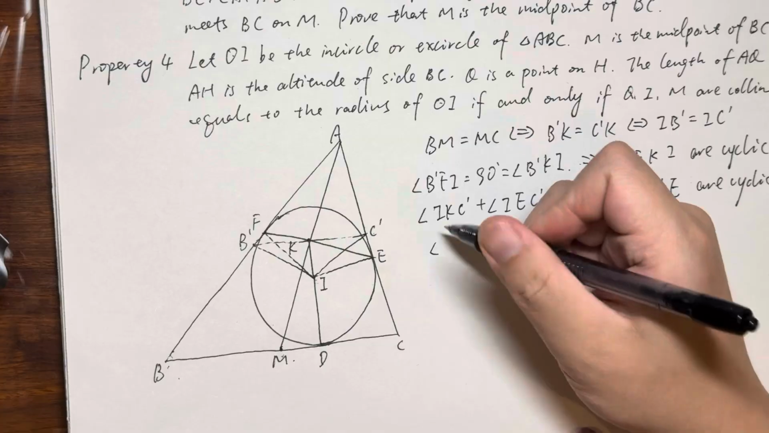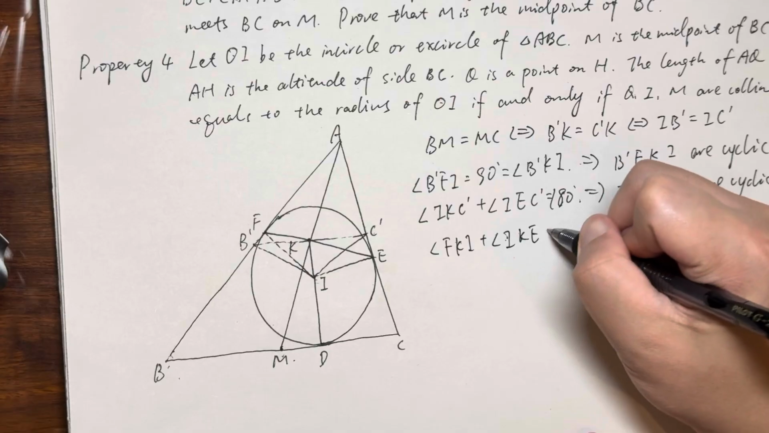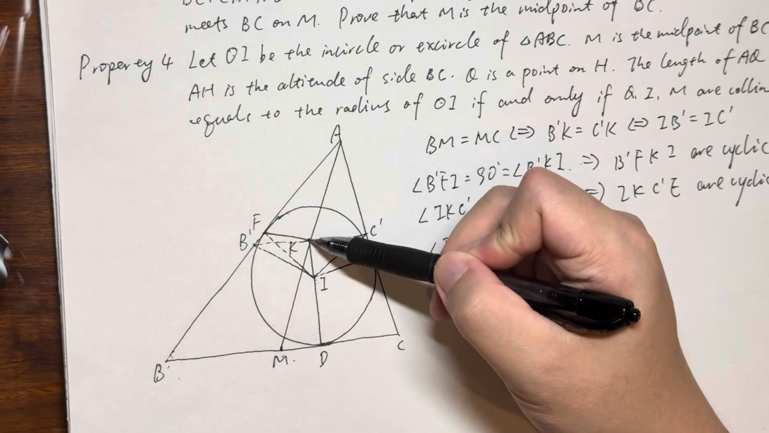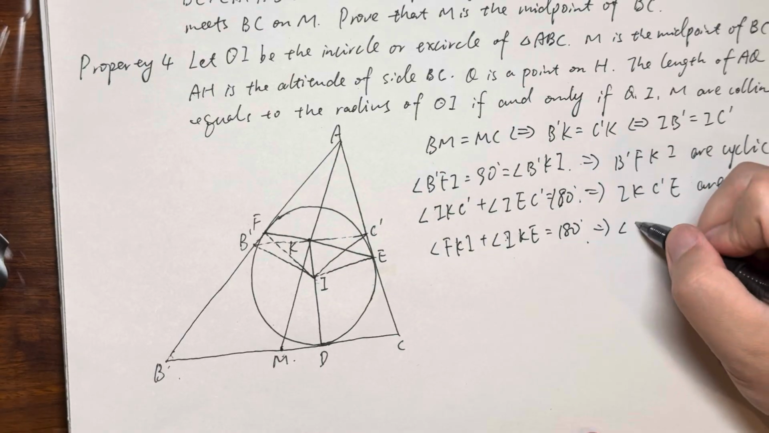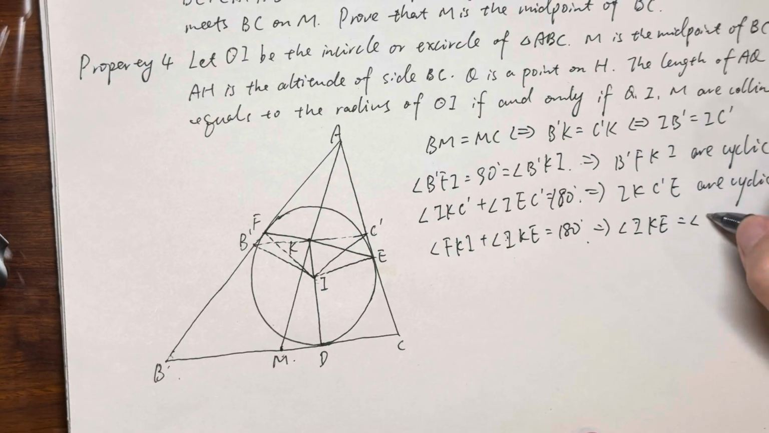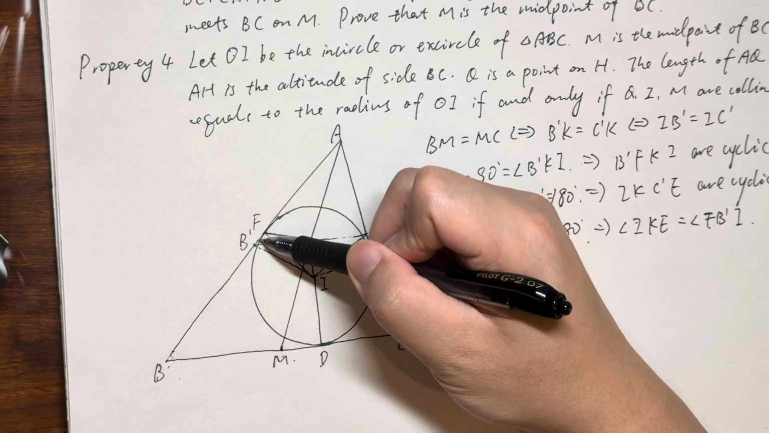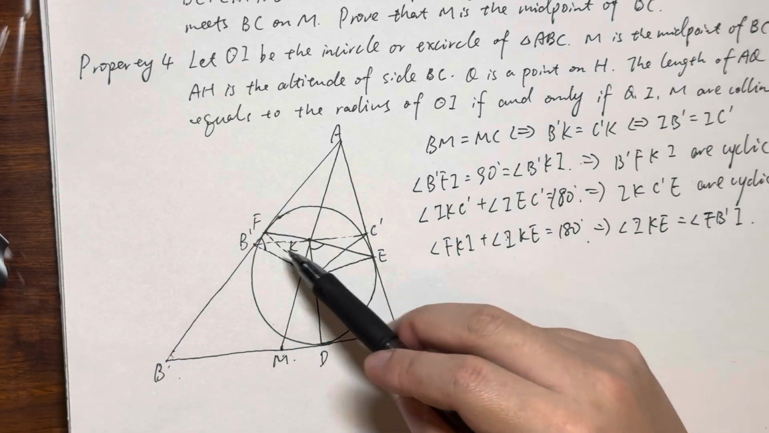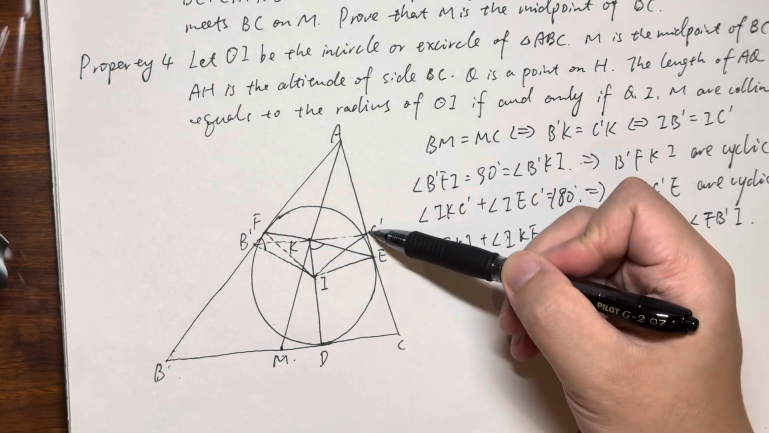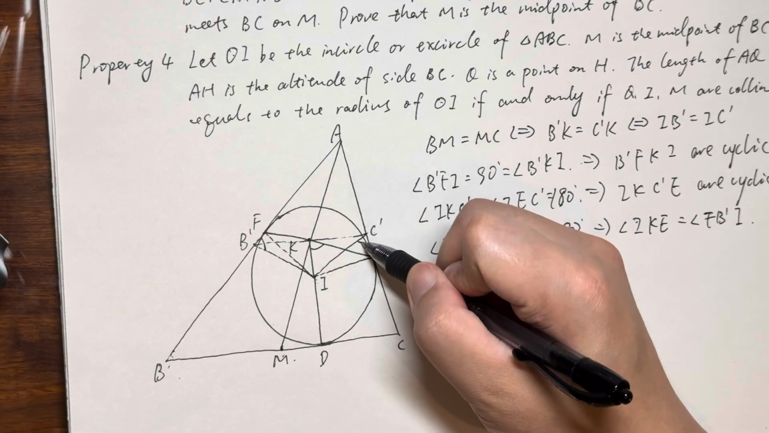So we know that angle FKI plus angle IKE equals 180 degrees. FKI plus IKE equals 180 degrees. That means angle IKE equals angle FB prime I. The angle IKE, this one, equals FB prime I, this one. And because K, I, E, C prime are cyclic, angle IKE equals angle IC prime E.